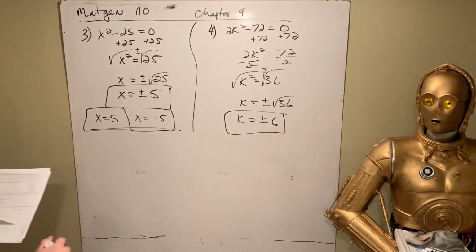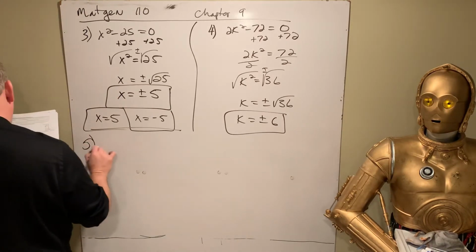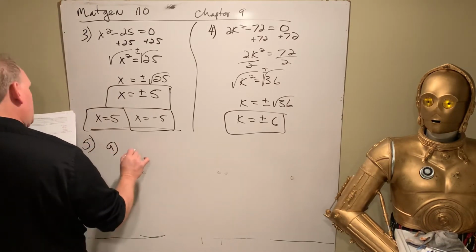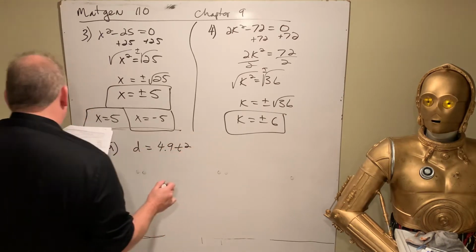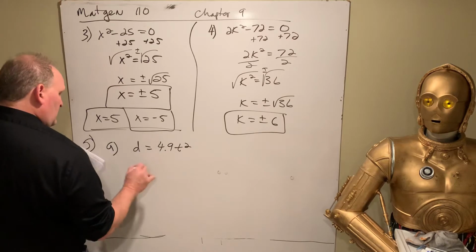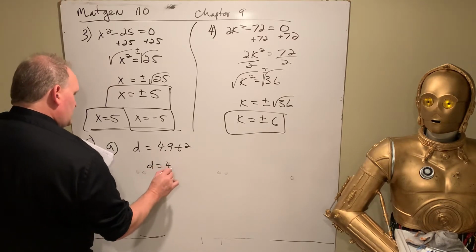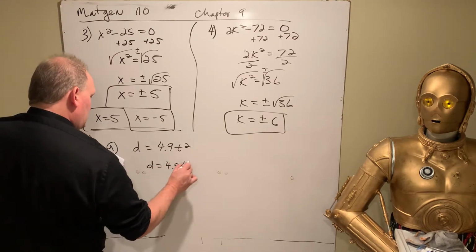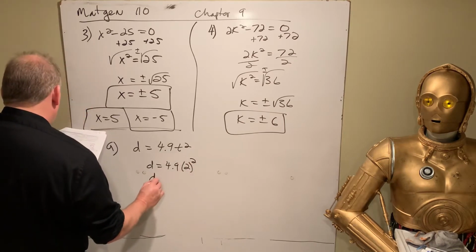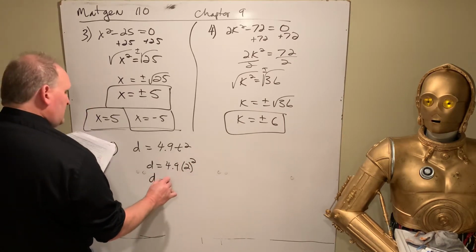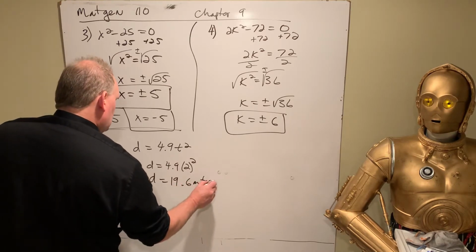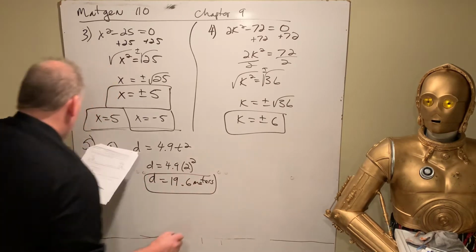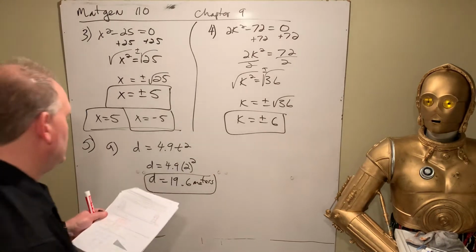Let's look at the next one, 5a. It says, use this equation. Find out how far the ball goes in 2 seconds. So we just put a 2 in for t. And that's pretty easy. That's just 4 times 4.9 on our calculator. So 19.6 meters. I think B is a little trickier. B is definitely a little trickier.